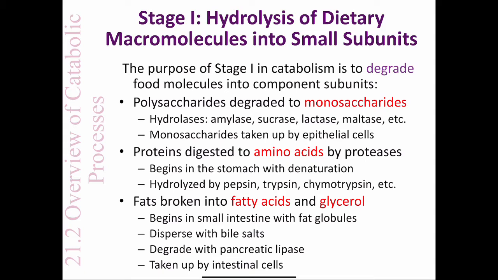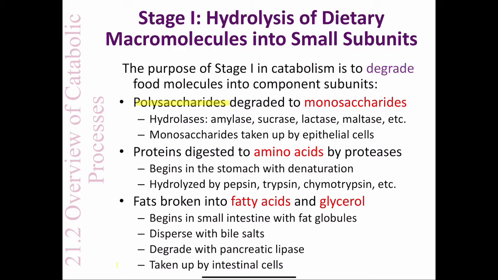These subunits, simple sugars, amino acids, fatty acids, and glycerol, are then taken into the cells of the body for use as an energy source. Polysaccharides are hydrolyzed to monosaccharides. Salivary amylase begins the hydrolysis of starch in the mouth. In the small intestine, pancreatic amylase further hydrolyzes the starch into maltose. Maltase catalyzes the hydrolysis of maltose, producing 2 glucose molecules.